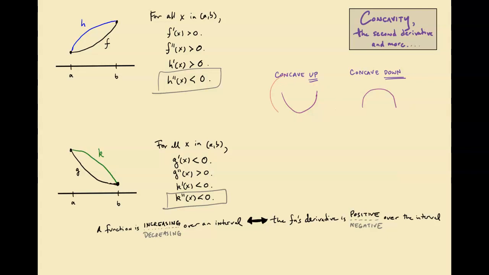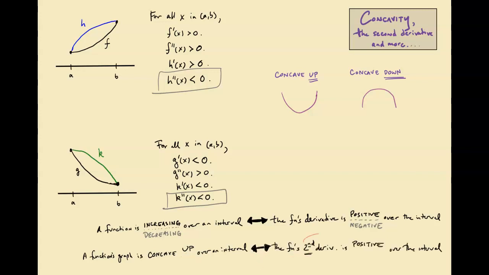So this cup is the typical picture of concave up. This frown is the typical picture of concave down. And if you spend a little time thinking about this and drawing pictures like these, you'll come to realize that this equivalency right here can be supplemented by a second one. A function's graph is concave up over an interval if and only if the function's second derivative is positive over the interval. And this is a 2-for-1 deal because we also have that a function's graph is concave down over an interval, like h or k, if and only if the function's second derivative is negative over the interval.